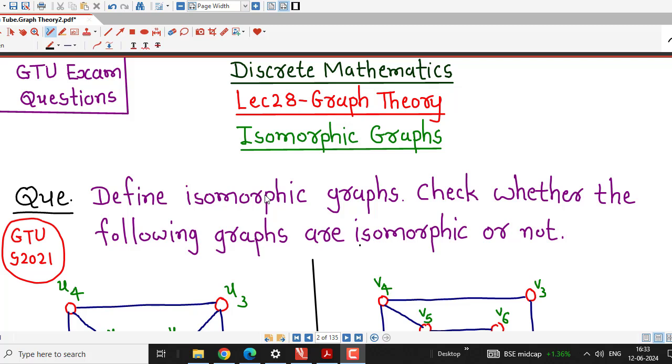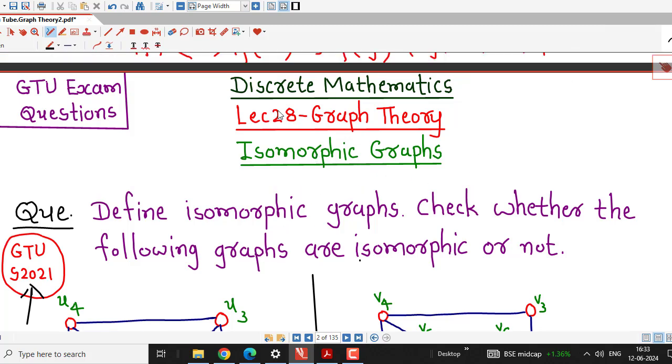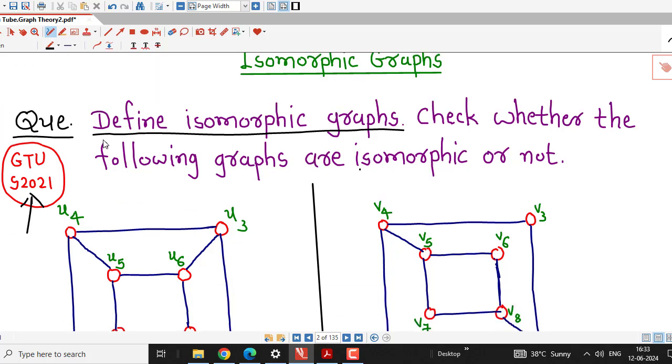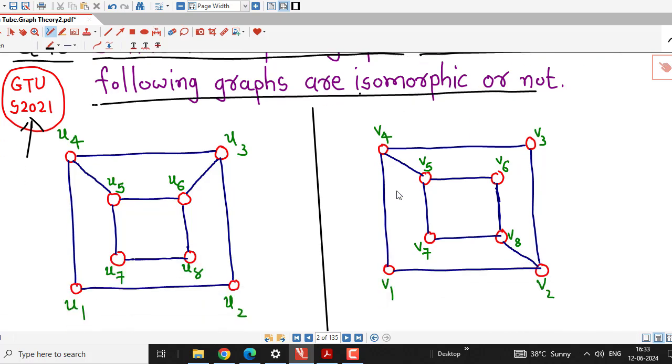In this lecture we will discuss one question on isomorphic graphs which was asked in GTU Summer 2021 exam. We have discussed the definition of isomorphic graphs in the previous lecture, which is lecture number 27 on graph theory. So if you have not seen that lecture, you must watch that lecture first. In that lecture we have explained the definition of isomorphic graphs, and here also you have to first write the definition of isomorphic graphs, and you have to check whether the graphs given are isomorphic or not.